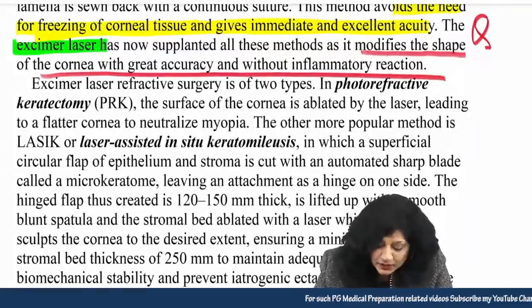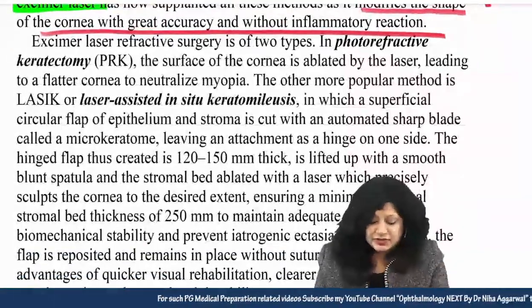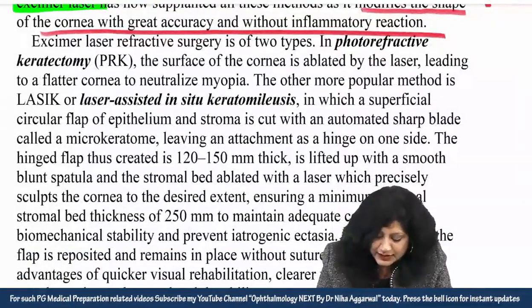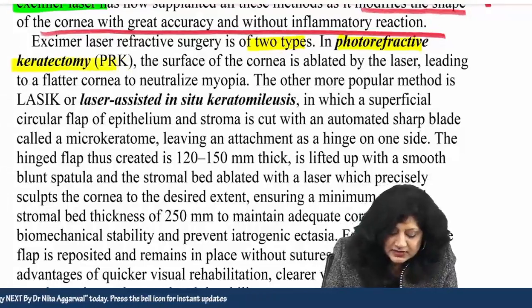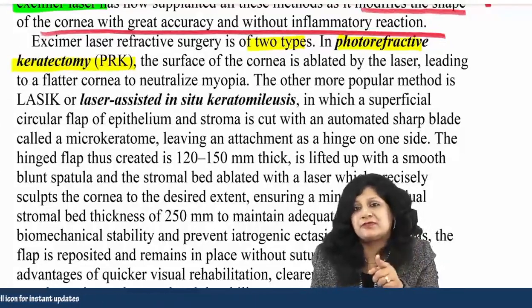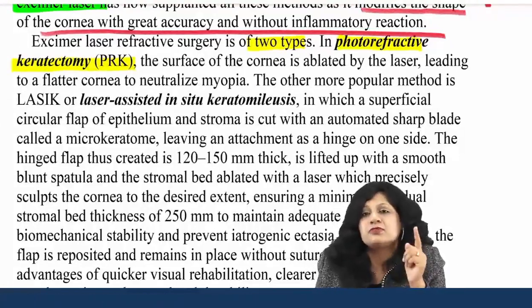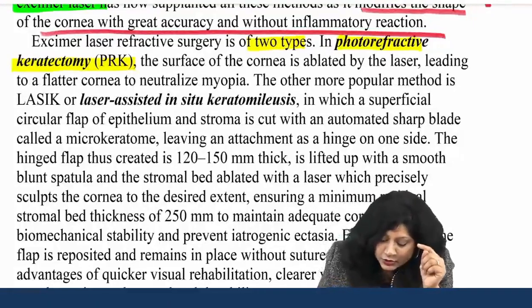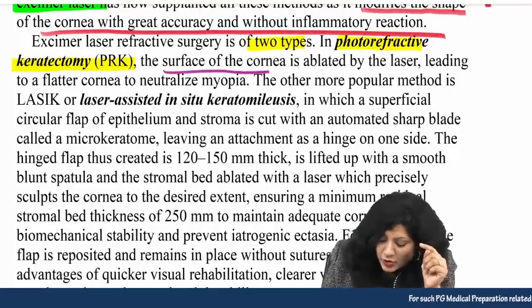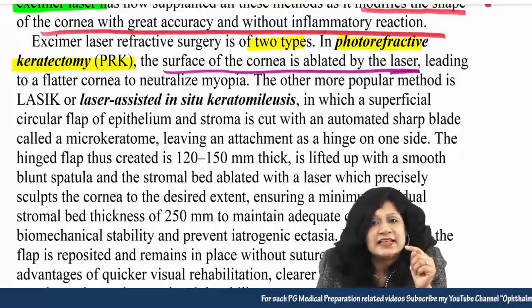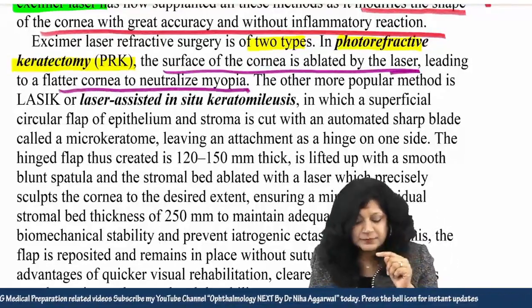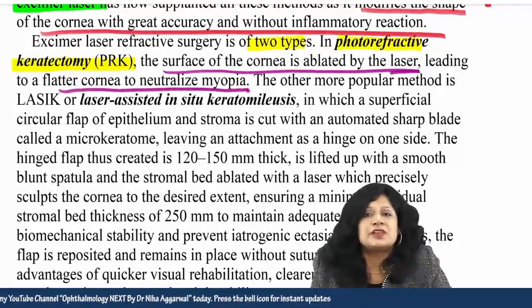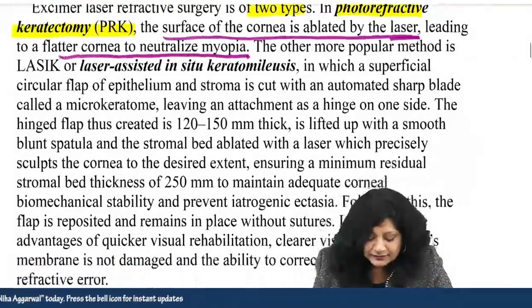Okay, excimer laser refractive surgeries are of two types. So let's see what are they. We have got a photorefractive keratectomy. Keratectomy means you are doing the resection of the cornea. So what we are doing here, the surface of the cornea is ablated by the laser, leading to a flatter cornea to neutralize the myopia. So one is a photorefractive keratectomy, where you are modifying the surface of the cornea by the laser.